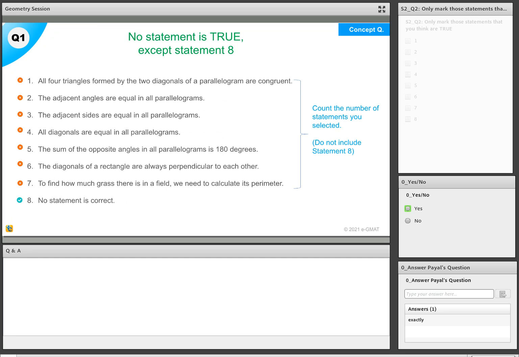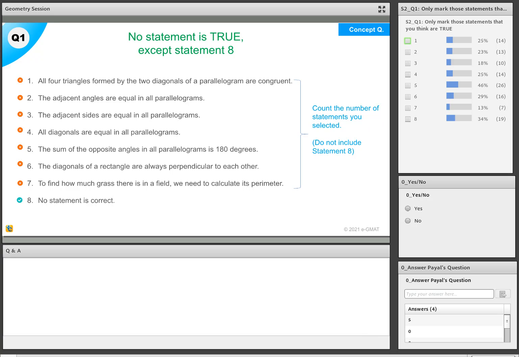So here is what I want you to do. I'm going to bring back poll number 1 here. Okay, I'm going to broadcast the results now. So count the number of statements that you selected, and obviously do not include statement 2. So count the number of statements that you felt were true, and make a note of that. Tell me when you're done counting the number of statements for the first question that you thought were true. So any number from 0 to 7, that's what I want you to write down.